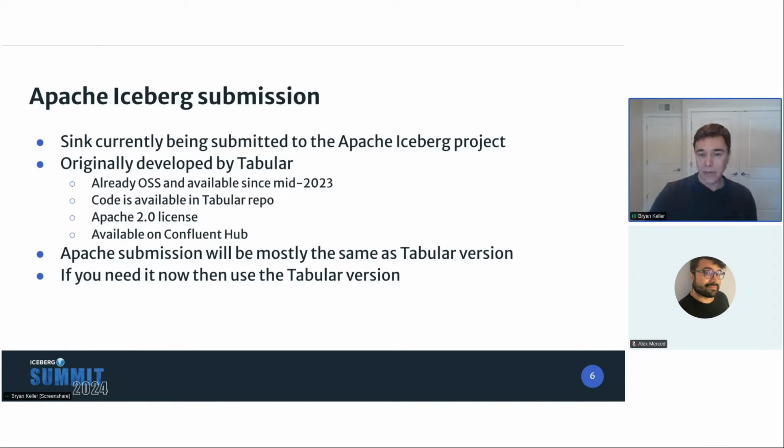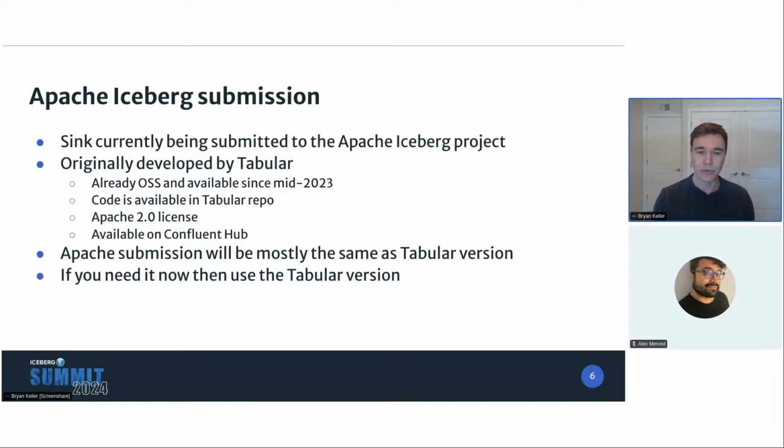So as some of you may know, the sink is currently in the process of being submitted to the Apache Iceberg project. Our hope is that it'll benefit from community involvement by being a core part of Iceberg. That being said, the sink was originally developed by Tabular, and it has been available in open source since the middle of last year. This version can be found in the Tabular GitHub repo. It's licensed under Apache 2.0, and this version is also available on Confluent Hub.